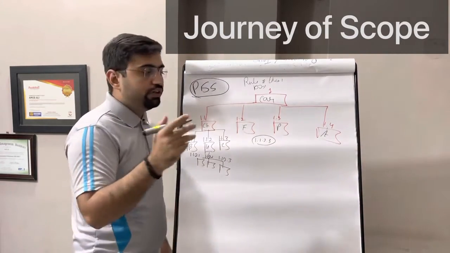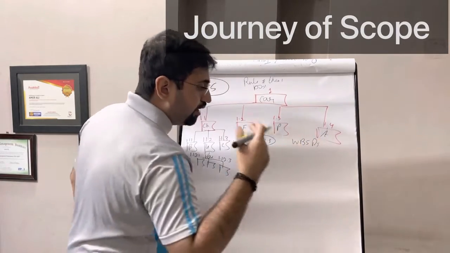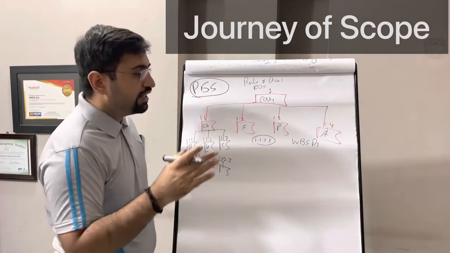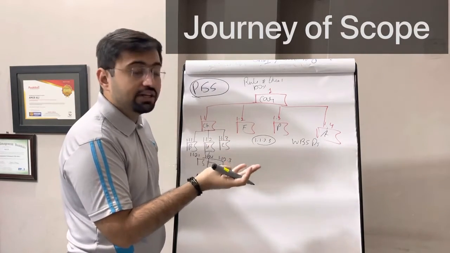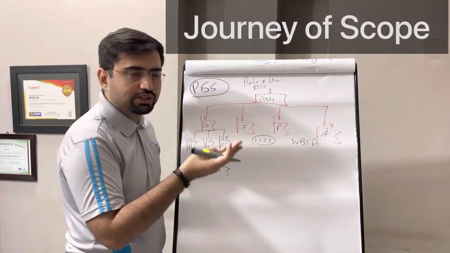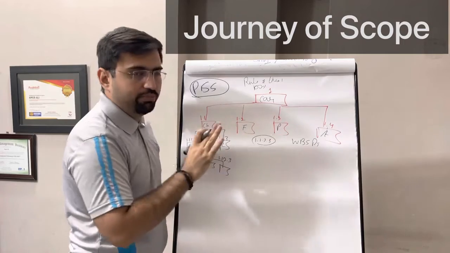For that we have the work breakdown structure dictionary. The WBS dictionary is going to tell us each and everything: what do we have in that thing, what we need to make, what are the assumptions, what is the entire work, each and every detail about all the WBS.